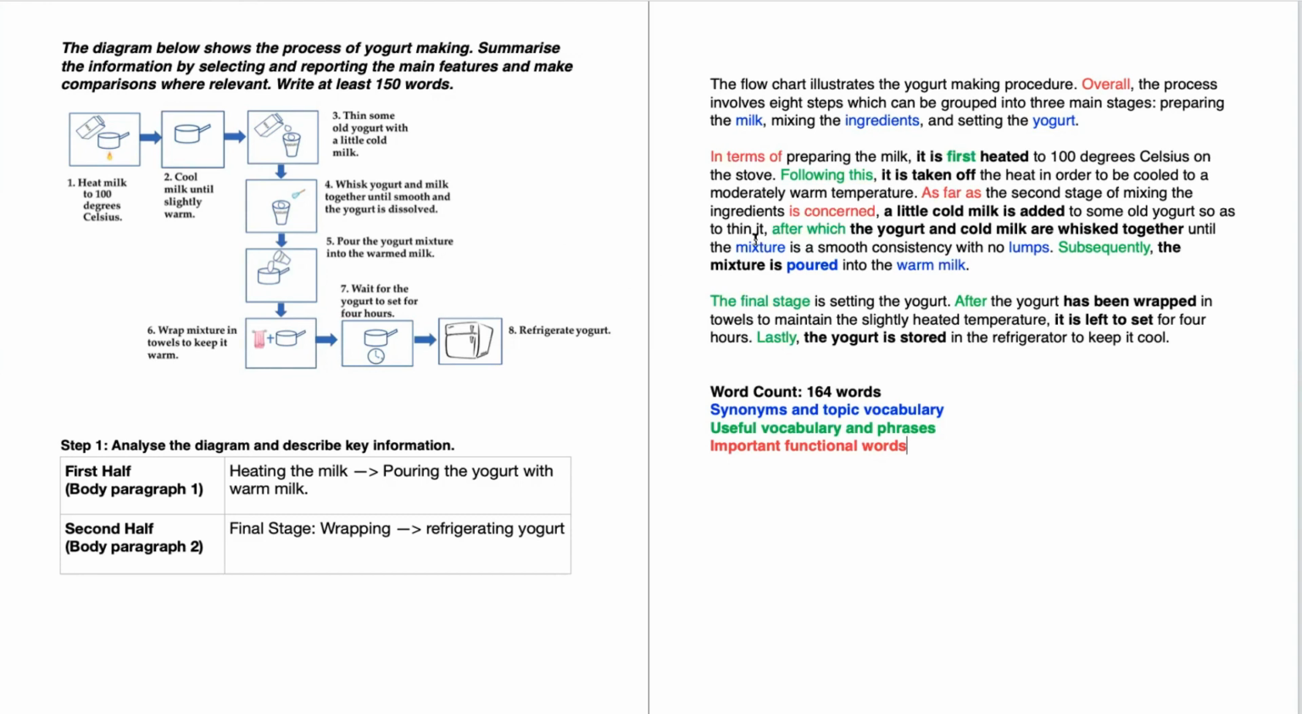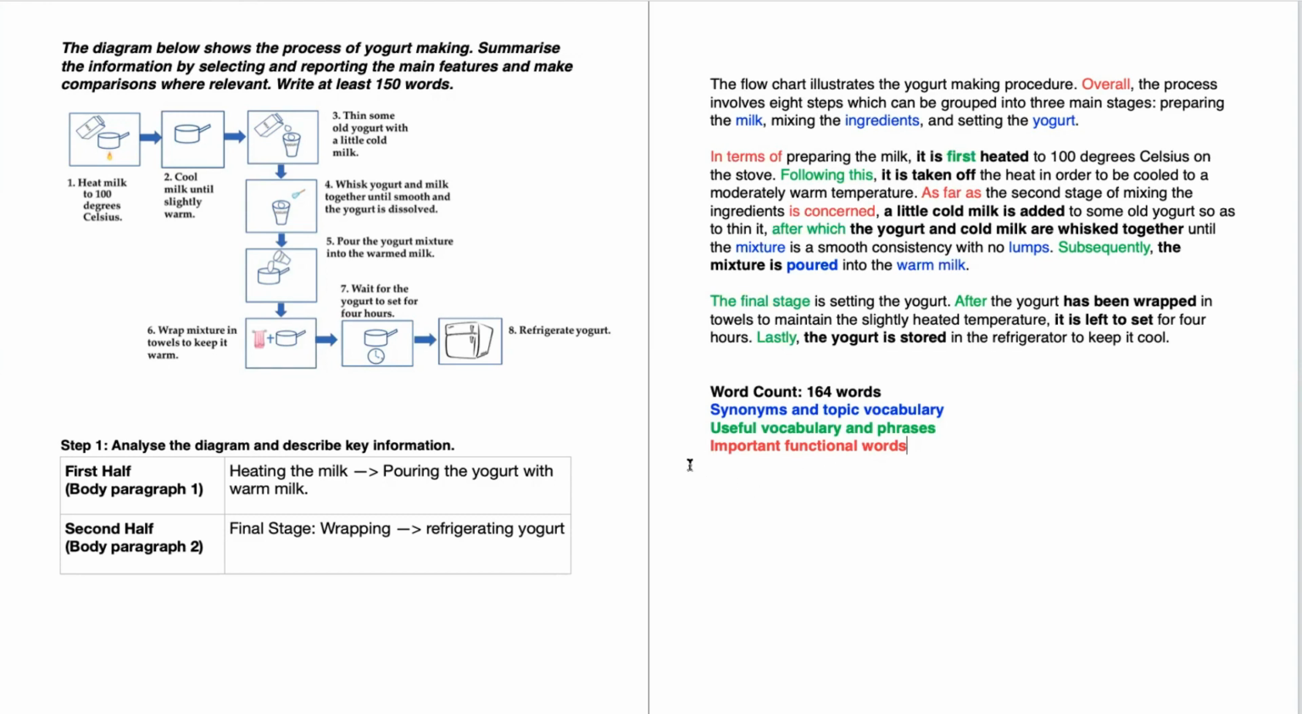Then I have mixture, poured. This is a great verb, which we saw here, but make sure you're familiar with how to use it, and warm milk. So there isn't that much when it comes to synonyms and topic vocabulary to this specific topic of yogurt making, but it is just good to point out. Also keep in mind the paraphrasing that we did in the introduction paragraph.